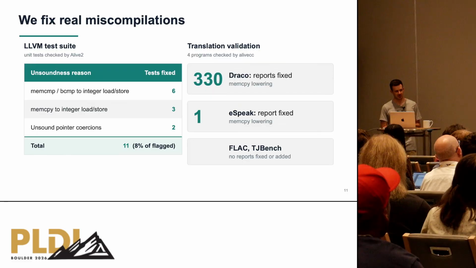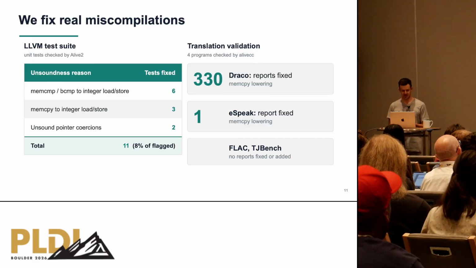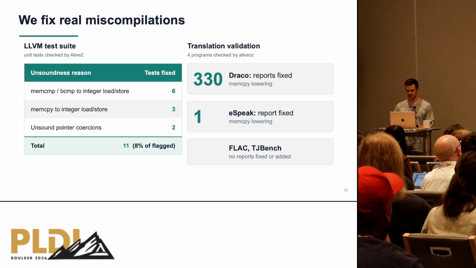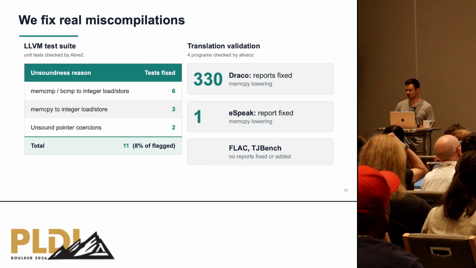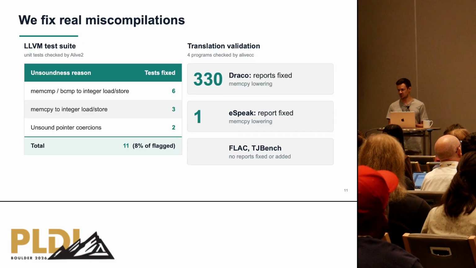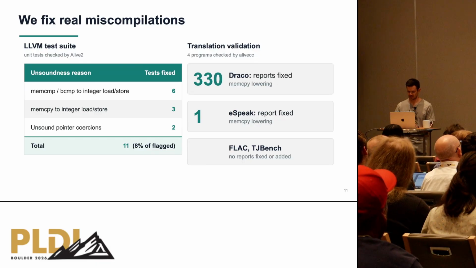So we ran Alive2 over the LLVM test suite with our 2 contributions and found that 11 of the previously flagged tests were fixed, which is about 8% of those I mentioned at the beginning, and we had no new failures. These tests include unsound memcopy lowerings and unsound pointer coercions. We also verified the compilation of real C programs with Alive CC, and we found that in Draco, 330 memcopy lowerings were fixed, 1 for eSpeak, and in all the benchmarks we analyzed, no new issues were reported.